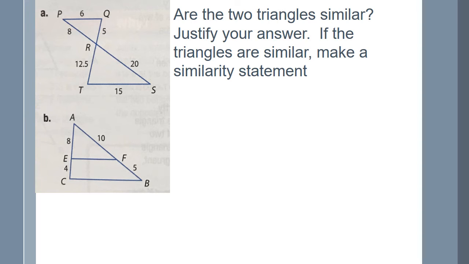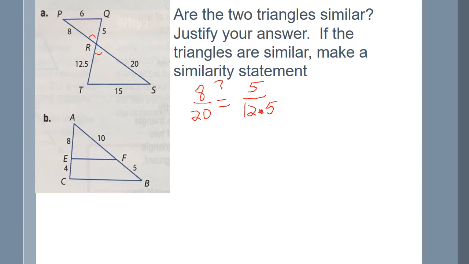Okay, so are these two triangles similar? Justify your answer. If the triangles are similar, make a similarity statement. So let's take a look at the first one here. Well, we know that these two angles here are congruent because they're vertical angles. So now we have to see if 8 over 20 is equal to 5 over 12.5. Okay, and we put a little question mark over that, because we don't know if they're equal.